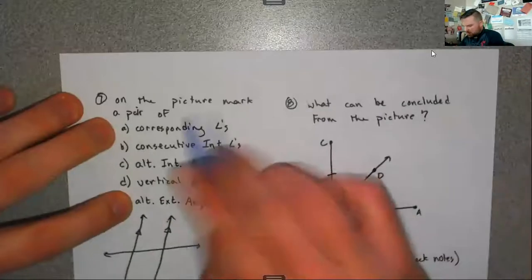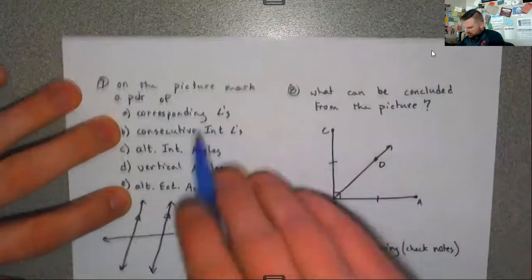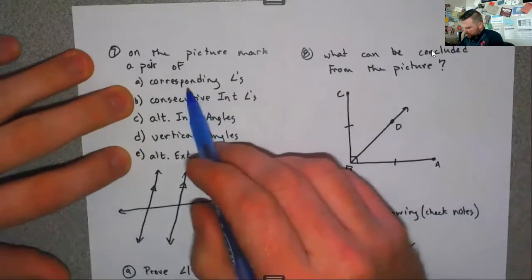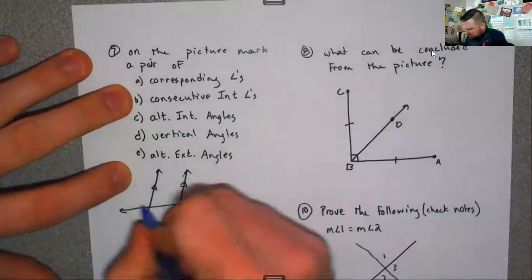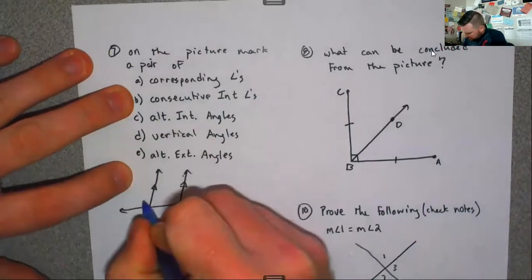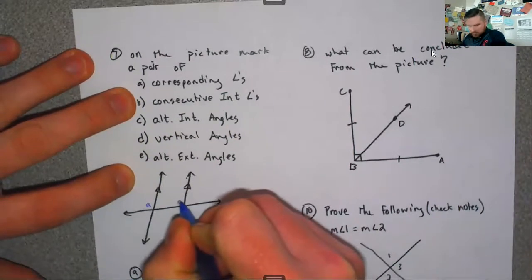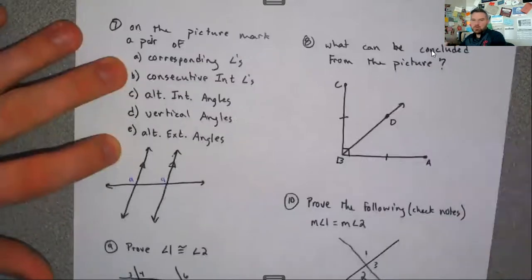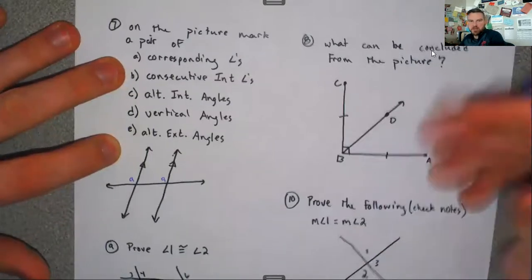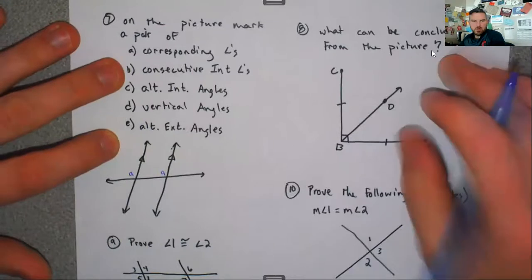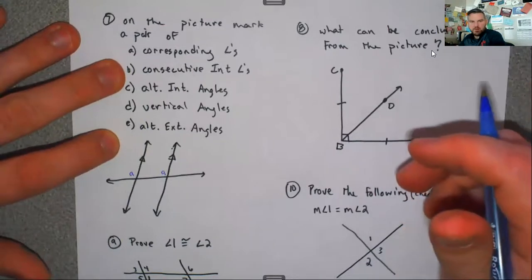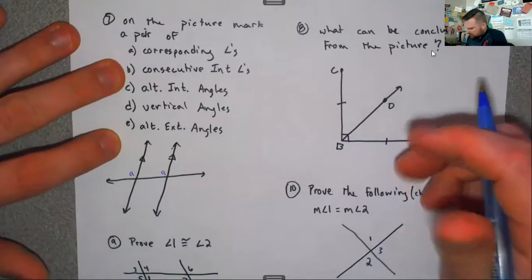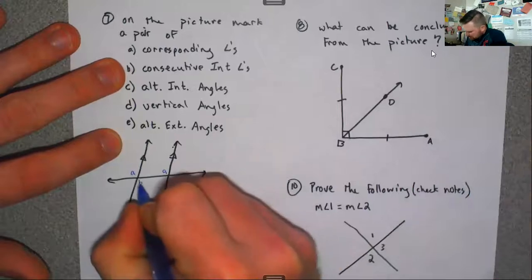On the picture, mark a pair of, and then it gives you all these. So if I want to mark a pair of corresponding angles, I'm going to use A for that. So this angle and this angle. Okay, those are the ones I picked. There are 4 sets of corresponding angles here, so you may pick something different. A pair of consecutive interior angles. So B and B.